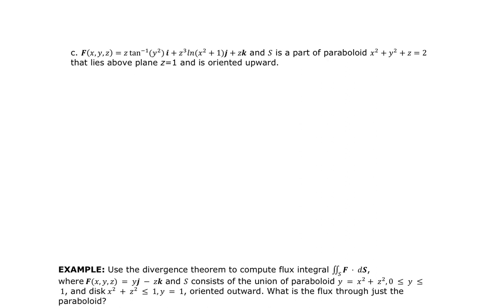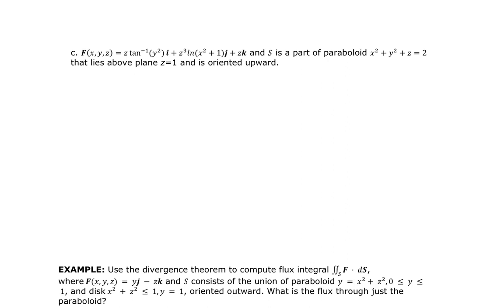So let's take a look at our next example. We have z, the tangent inverse of x, I, of y squared I, z cubed, natural log of x squared plus 1 in the j direction, and then z, where S is a part of the paraboloid that lies above the plane z is equal to 1 and oriented upward.